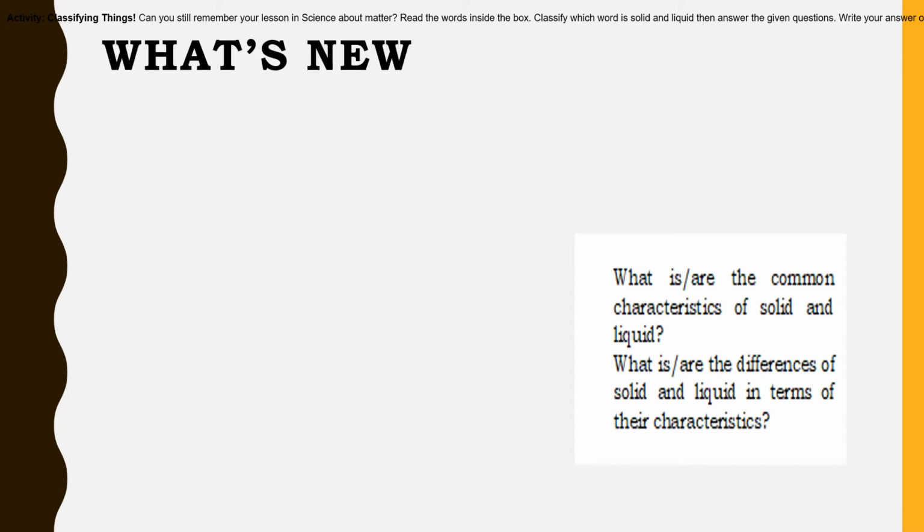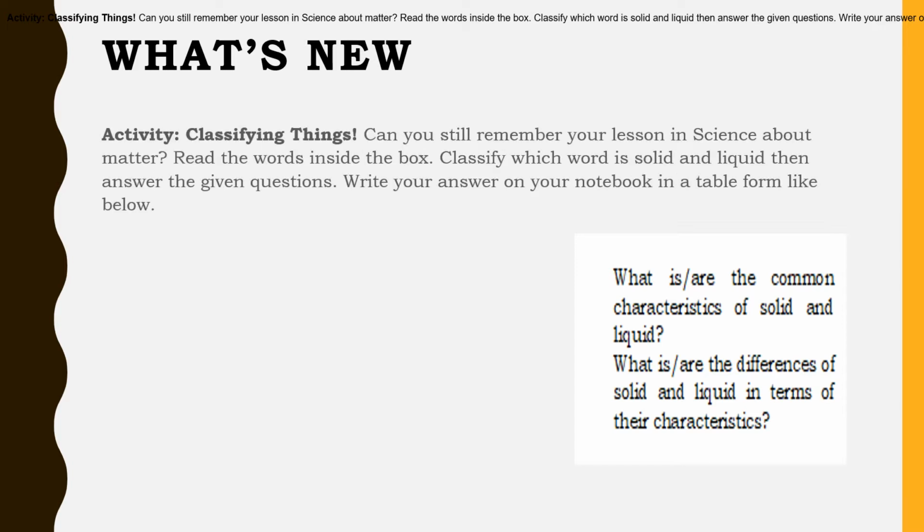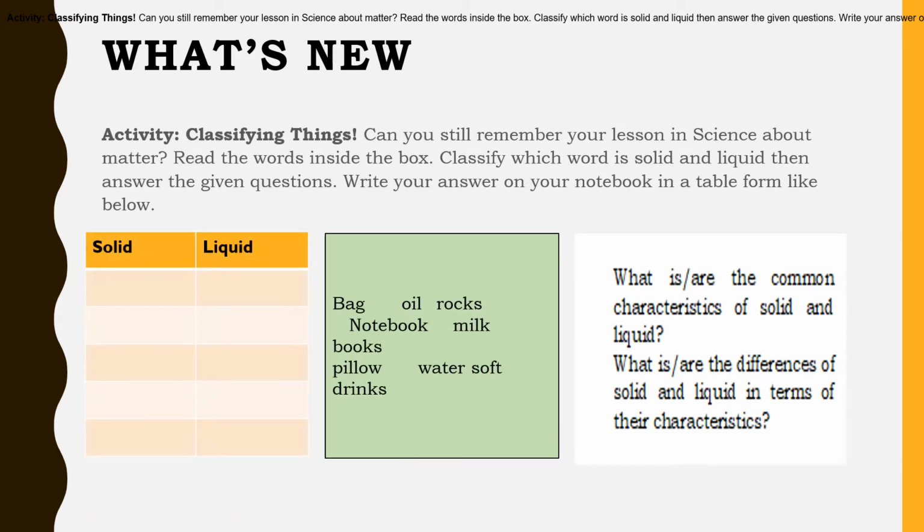Okay? Now, what's new? What are we going to study today? We have a classic activity: classifying things. Can you still remember your lesson in science about matter? Read the words inside the box, classify which word is solid and liquid, then answer the given questions. Write your answer in your notebook in a table form like below. I'm sure you studied it already, but let's see if you answered it correctly.